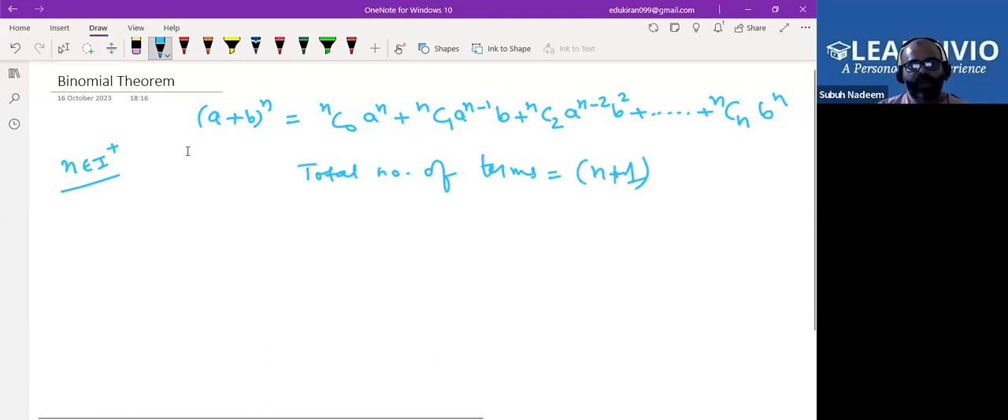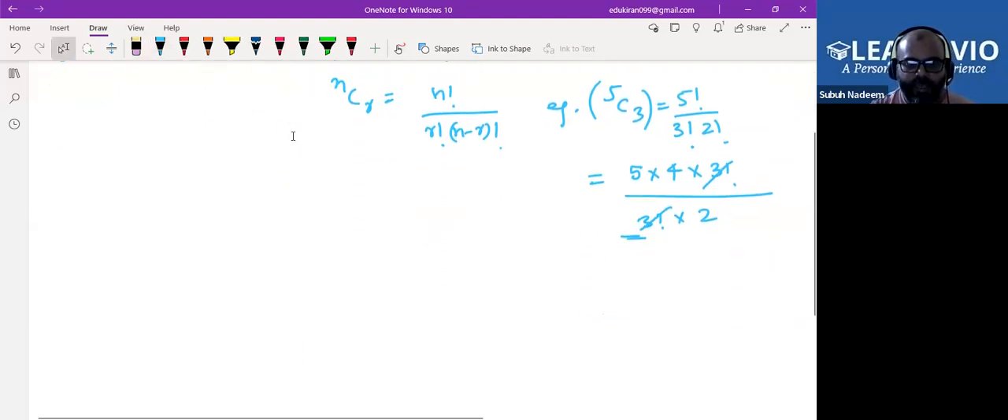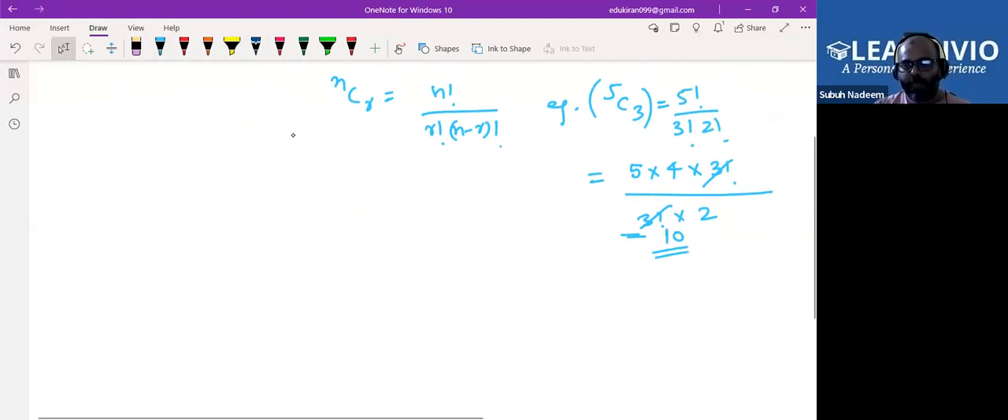And if you observe here, nCr means n factorial by r factorial into n minus r factorial. For example, if it is 5C3, it means 5 factorial by 3 factorial and 5 minus 3, that is 2 factorial. Sometimes we leave it like this as 5C3, but where it is a small value, we can calculate: 5 factorial can become 5 into 4 into 3 factorial, and 2 factorial is 2 into 1, which is 2. 3 factorial cancels, this becomes 5 into 4, 20, and 20 by 2 is 10. This value will come out.